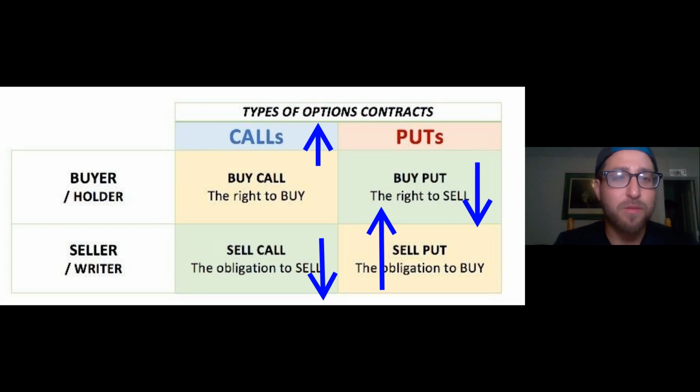So I would recommend printing out this chart, writing it down, and figuring out, if you know what buying a call and buying a put is, it's going to be very easy to figure out the opposites because they're just inverses of each other.